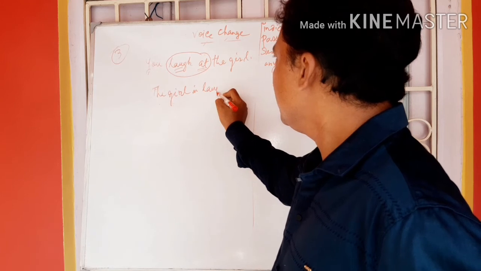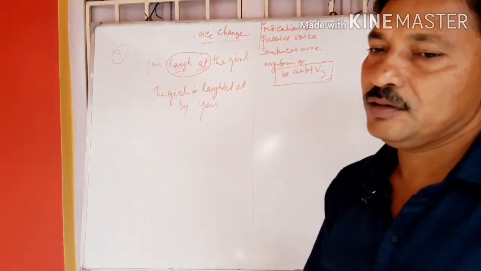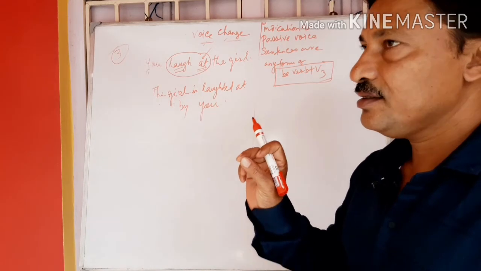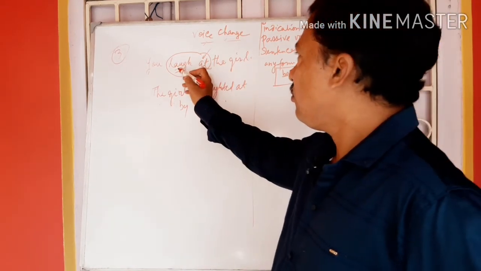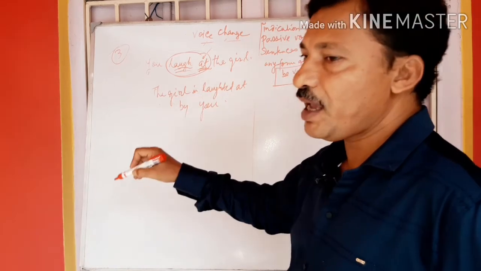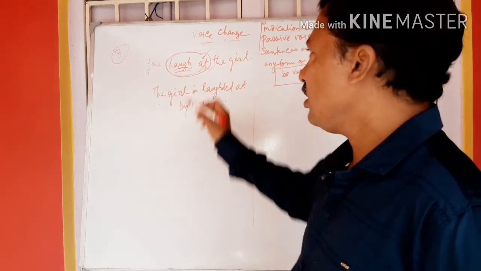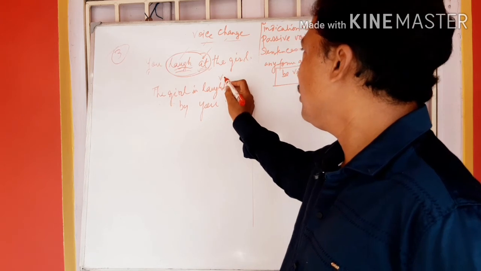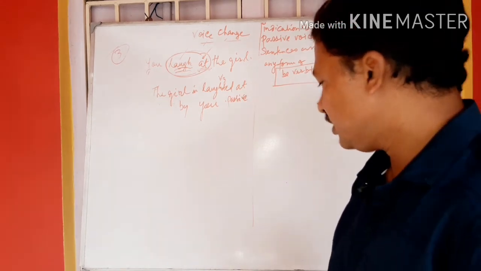is laughed at by you. We should never omit this one. When there is a preposition with any verb, that is called a group verb or phrasal verb, while changing it into passive voice, we have to keep this phrasal verb intact. Only the verb part will be in the V3 form because it is passive. Now this is the third rule.